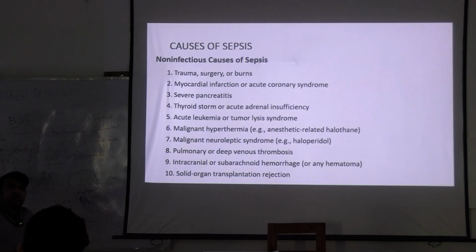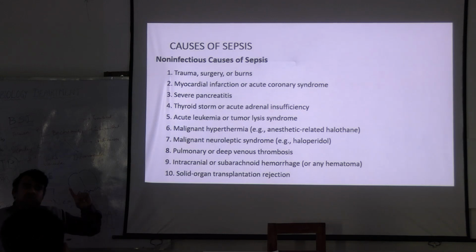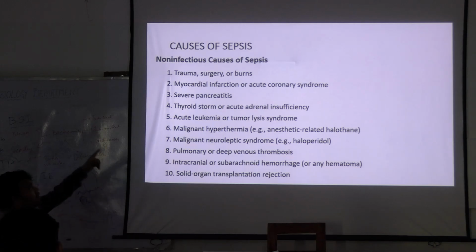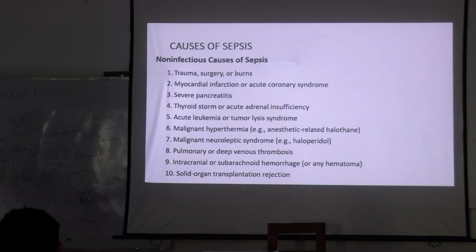Next, this is very very important. Till now I have spoken about infective causes of sepsis, but sepsis is due to inflammation. Inflammation can be because of infection and other causes. What are the other causes of sepsis? Severe trauma, surgery, burn, myocardial infarction, pancreatitis, adrenal insufficiency, thyroid storm. These all can cause sepsis-like features.